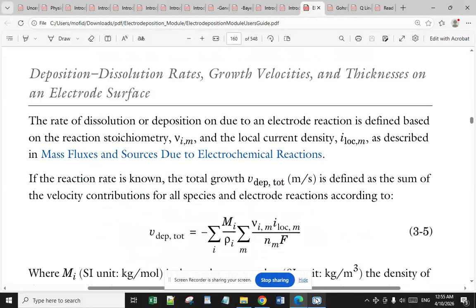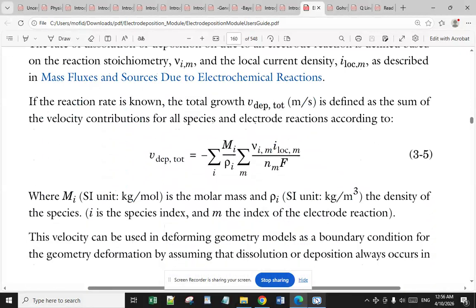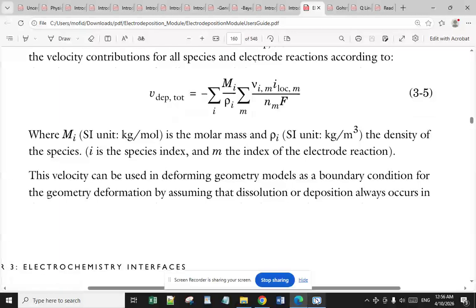If the reaction rate is known, the total growth velocity of deposition, in meters per second, is defined as the sum of the velocity contributions for all species and electrode reactions, according to v_dep,total equal to minus sigma over i of M_i divided by rho_i, sigma over m of v_i,m i_local,m divided by n_m F, where M_i, with SI unit kilogram per mole, is the molar mass and rho_i, with SI unit kilogram per cubic meter, is the density.